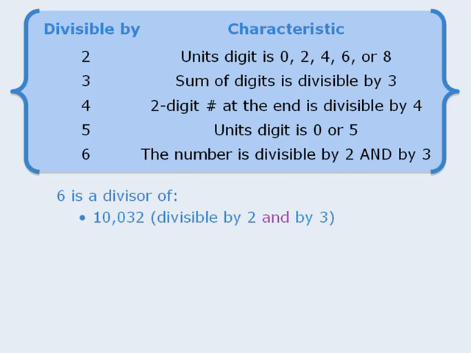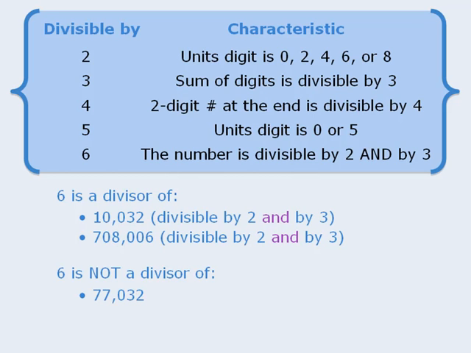Similarly, this number is divisible by 6. Its last digit tells us that the number is divisible by 2. And since the sum of its digits is 21, we know that the number must be divisible by 3, since 21 is divisible by 3.